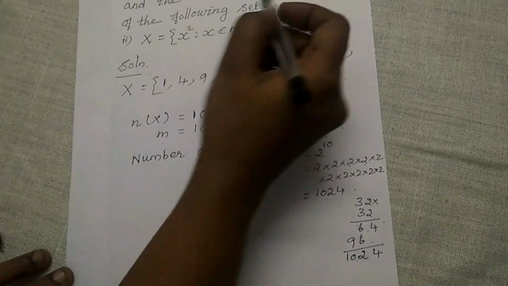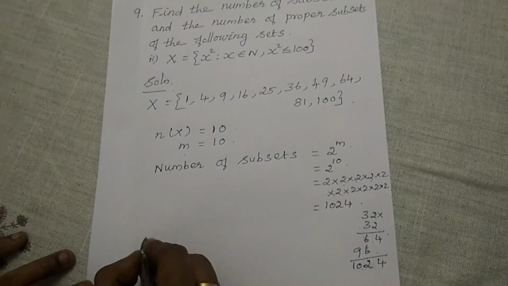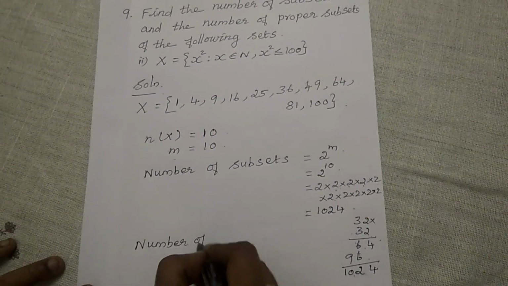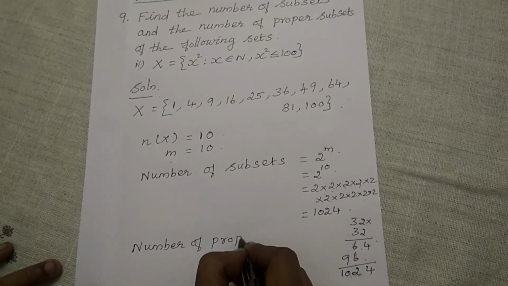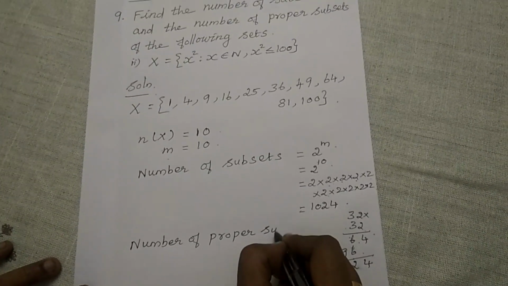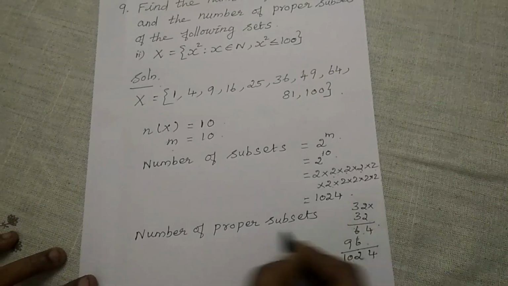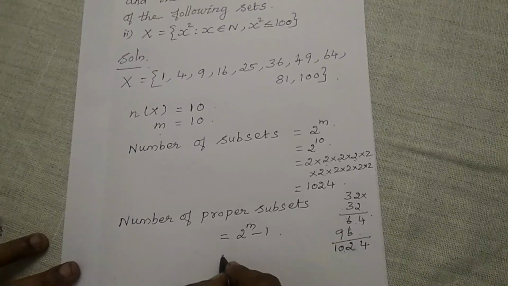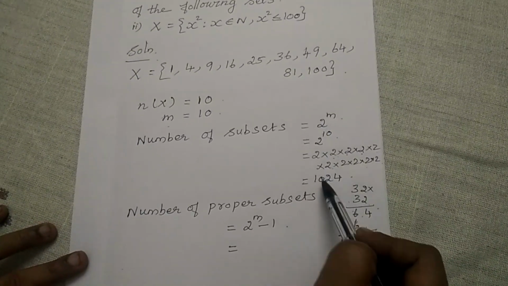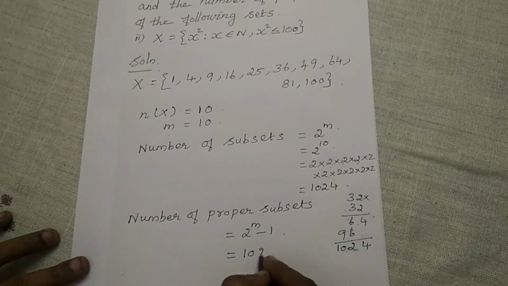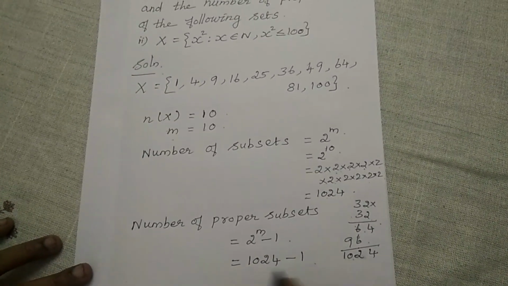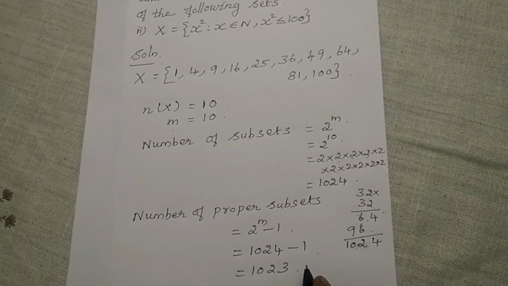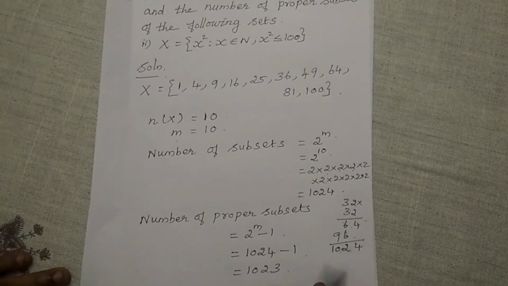Next one, number of proper subsets. Okay. Then number of proper subsets is equal to what's the formula? 2 power m minus 1. Then equal to 2 power m. What's the value? 1024. Then minus 1 is equal to 1023. Are you clear?